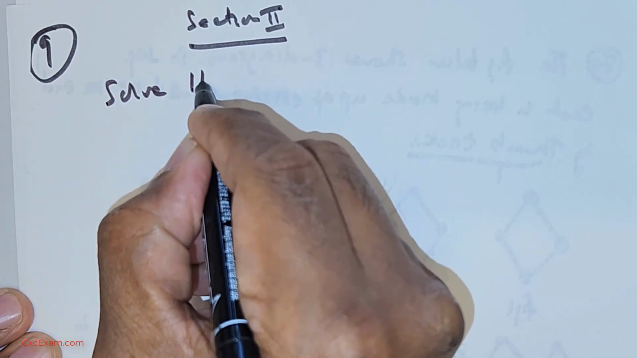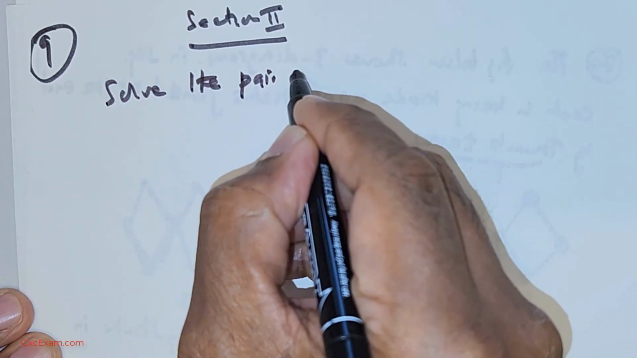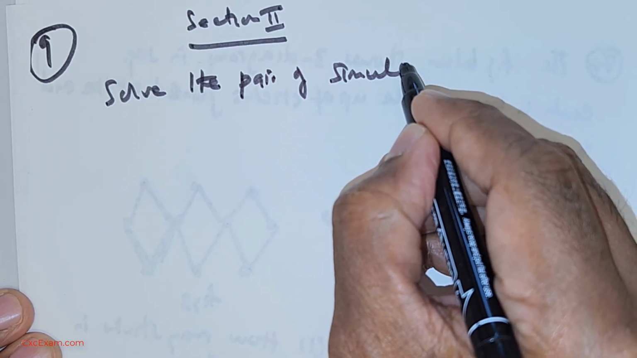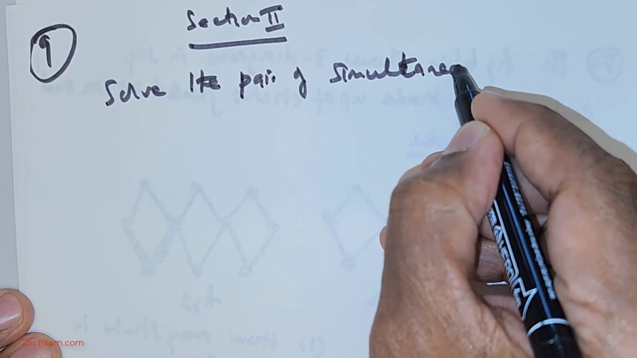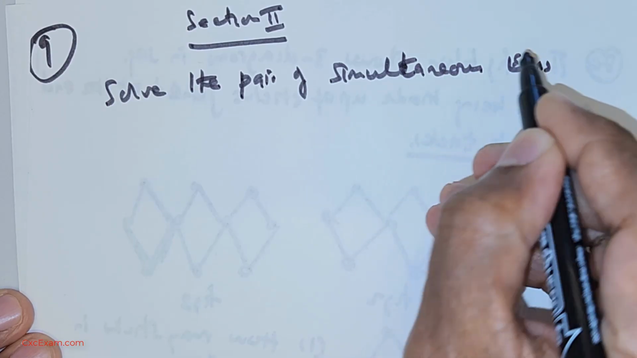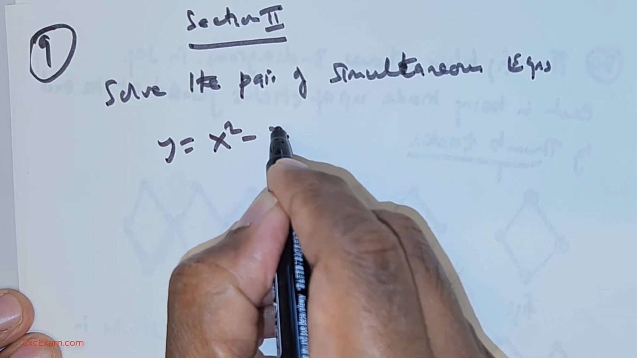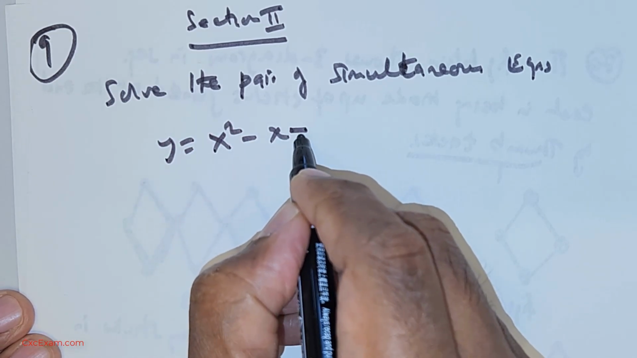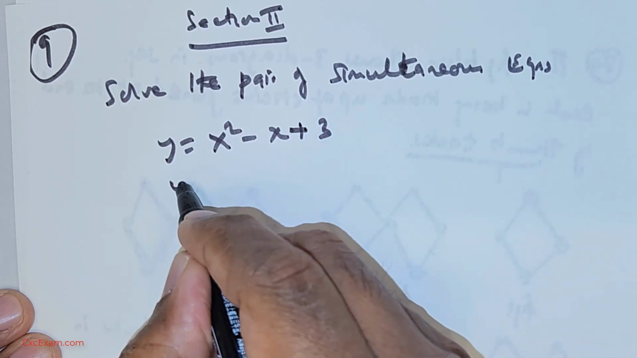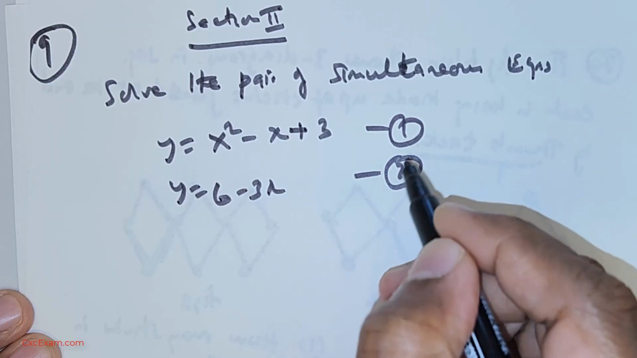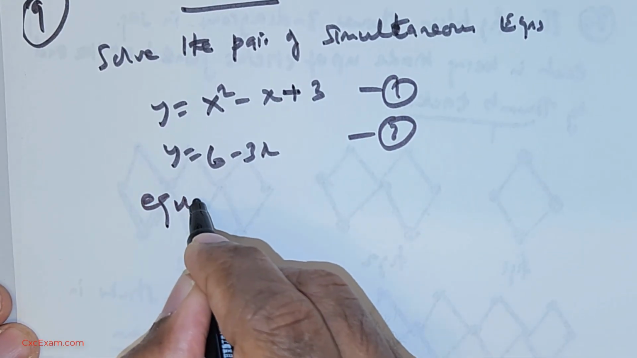This is the question. Solve the pair of simultaneous equations. Now you have y is equal to x squared negative x positive 3 and y is equal to 6 negative 3x. I'm going to take this as 1, take this as 2, and then I'm going to write it like this.